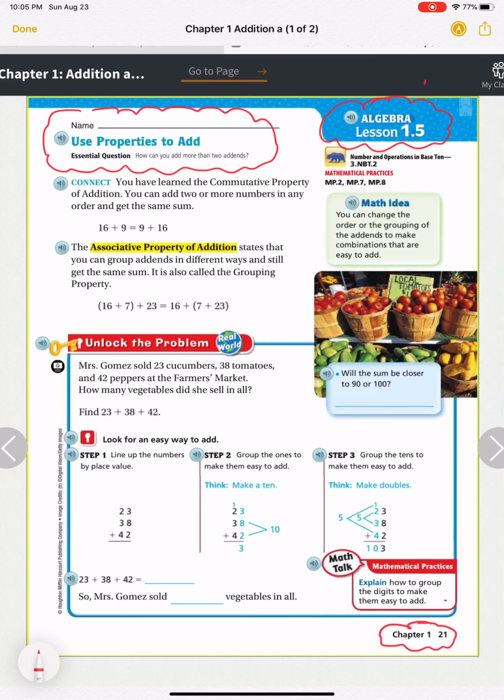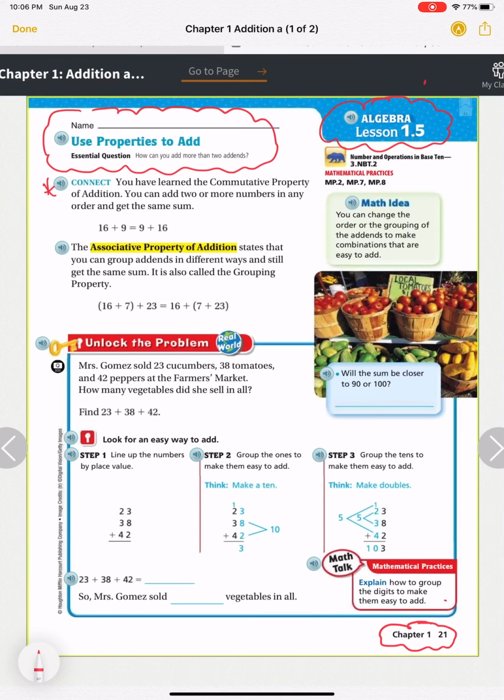Well, let's make a connection. In chapter 1.1, we talked about other properties of addition. So let's connect right here. You have learned the commutative property of addition, and you can add two or more numbers in any order and get the same sum. Here's an example. 16 plus 9 is the same as 9 plus 16.